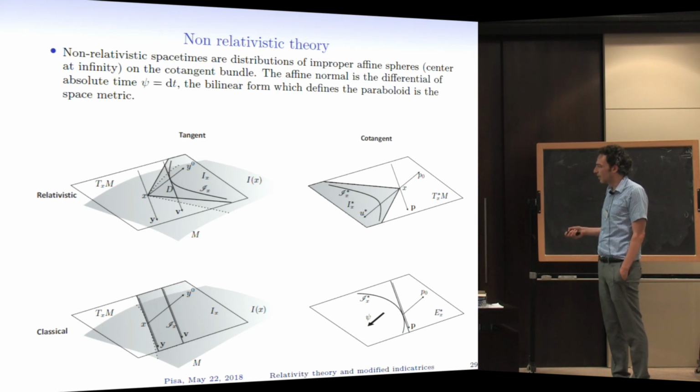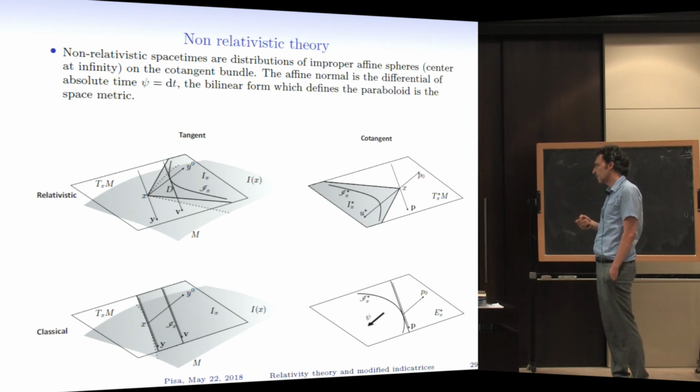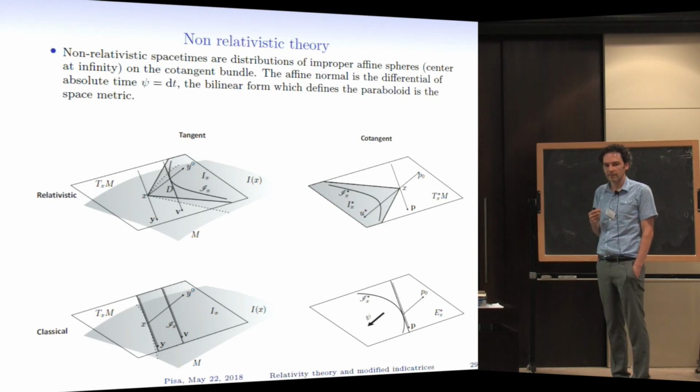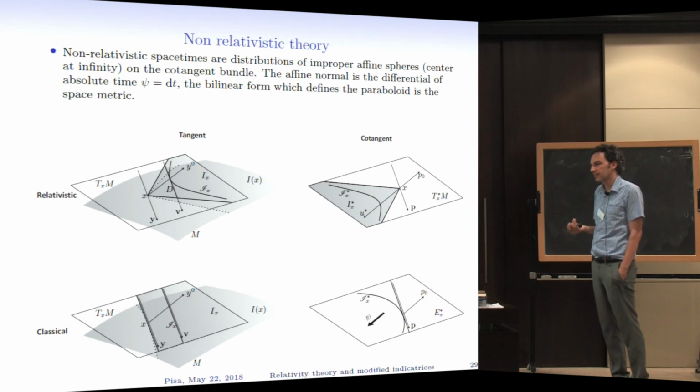Not only that, to define the paraboloid you need a quadratic form. This gives you, on the other side, a space metric. That is, the distribution of improper affine spheres of the cotangent bundle gives exactly the ingredients of Newton-Cartan theory, of the geometric non-relativistic theory of classical mechanics, let's say.